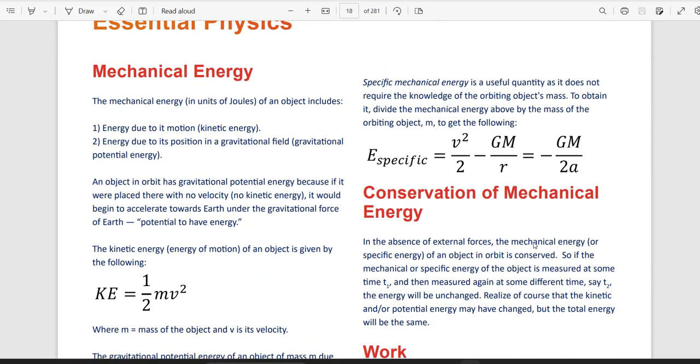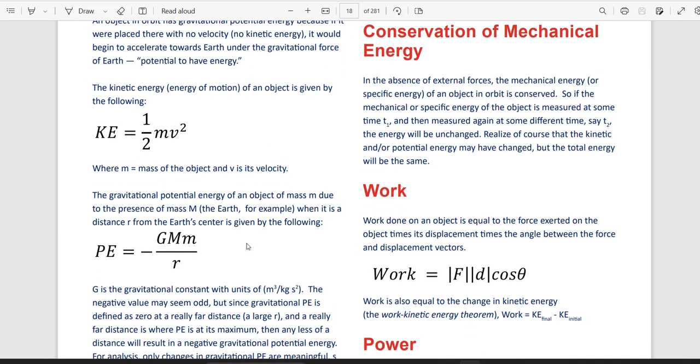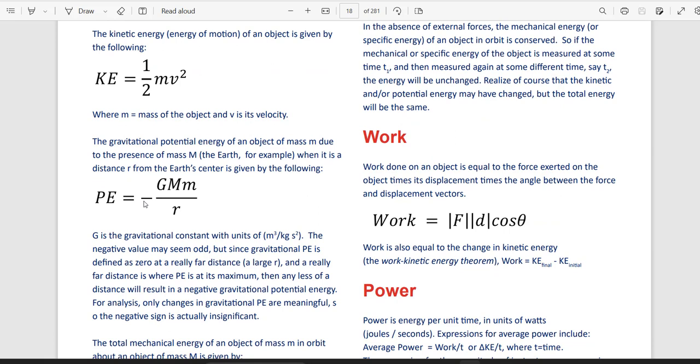The mechanical energy of an object includes energy due to its motion, just kinetic energy, and energy due to its position in the gravitational field, and that's called gravitational potential energy. So the kinetic energy of an object in motion is 1/2 times its mass times its velocity squared. The potential energy is equal to minus G, the gravitational constant, times the mass of the central object, times the mass of the object orbiting the central mass, divided by r.